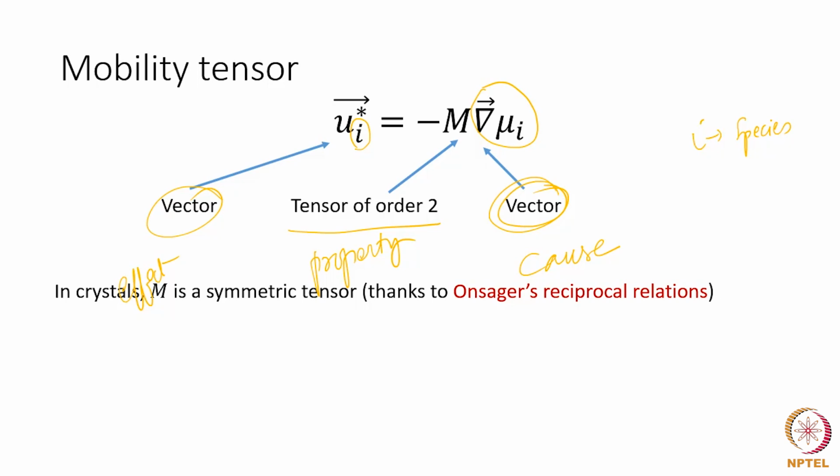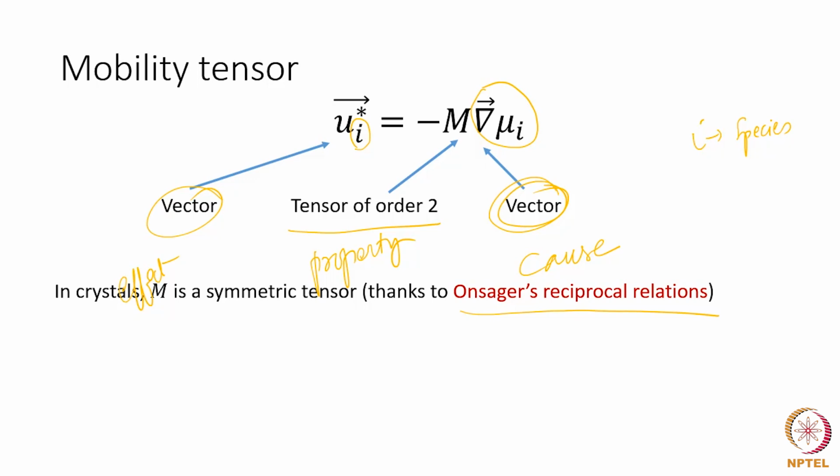In crystals, M is a symmetric tensor, and we saw the reason for other properties to be symmetric was different. For example, in an earlier case, we came across in the constitutive equation for heat flow the thermal conductivity also coming up as a symmetric tensor, and there, like here, it is thanks to Onsager's reciprocal relationships. So the property tensor happens to be symmetric for a particular reason.